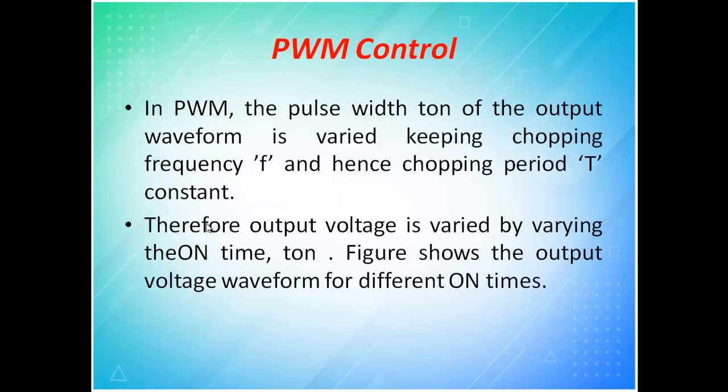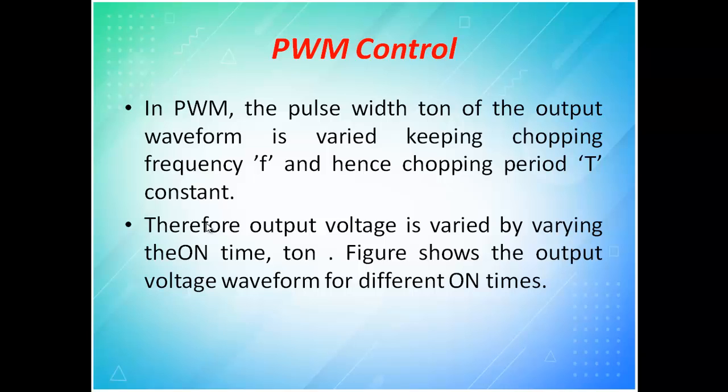The first one I have told is PWM, where the pulse width T on of the output waveform is varied, keeping the chopper frequency, and hence the chopper period T, constant. That is what I have told. Frequency is kept constant, so 1 by frequency is the time period. If frequency is not varied, the time period will also not vary. So then what can I vary? I can vary only the width of T on. Therefore the output voltage is varied by varying the T on time.